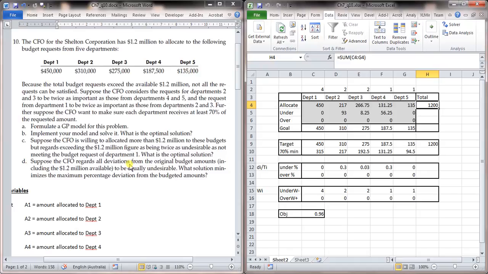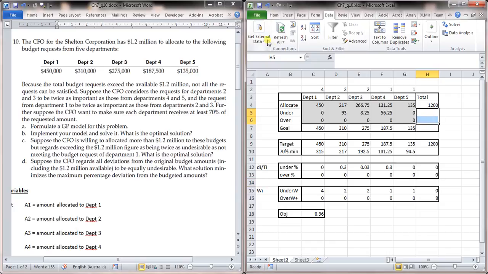Not meeting the budget request of department 1 is underachieving the request of department 1. If the undesirableness of underachieving is x, then exceeding the budget is 2x. So underachieving department 1 priority is 4, so overachieving the total budget should be 8. And this is 0. So this should be equal to this divided by target. Overachieve should be equal to this divided by target.